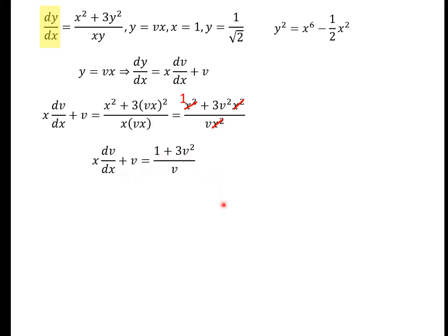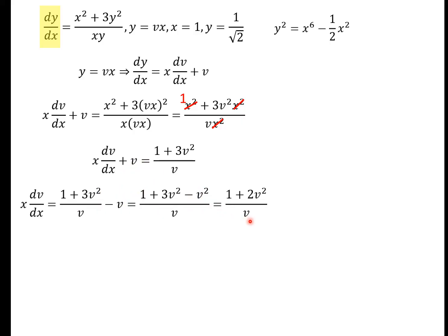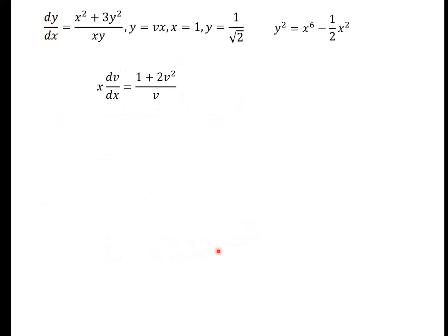Now I'm going to try and separate the variables, but I need to get the v's into one fraction. So I'll stick the v on the other side, put it in the fraction with the 1 plus 3v squared, and it becomes 1 plus 3v squared minus v squared there. So it's 1 plus 2v squared over v. And this is sort of the differential equation between v and x that I'm going to solve first.